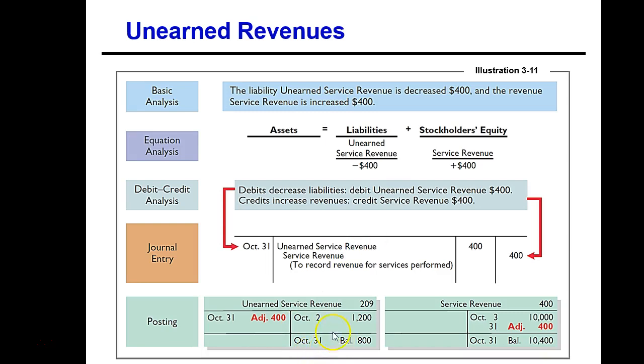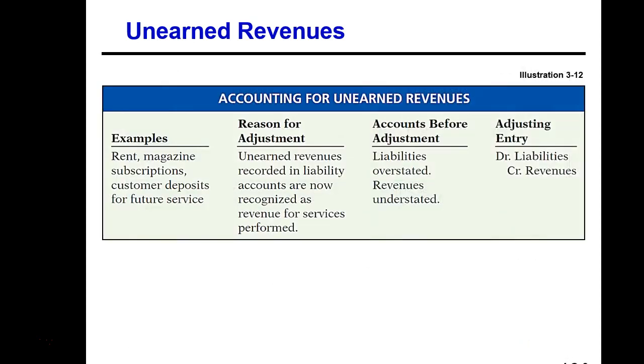So if I take a look at the ledger accounts for those two accounts, the liability account was $1,200, but now $400 has been earned. It has a remaining balance in the amount of $800. And with the revenue account, the $400 earned will be added to our service revenue ledger account.